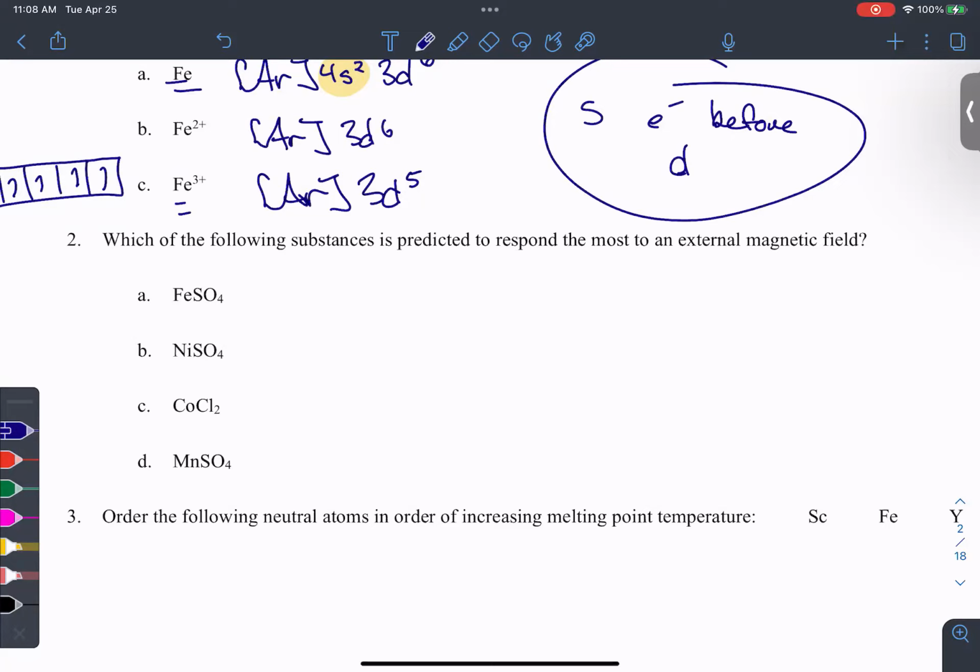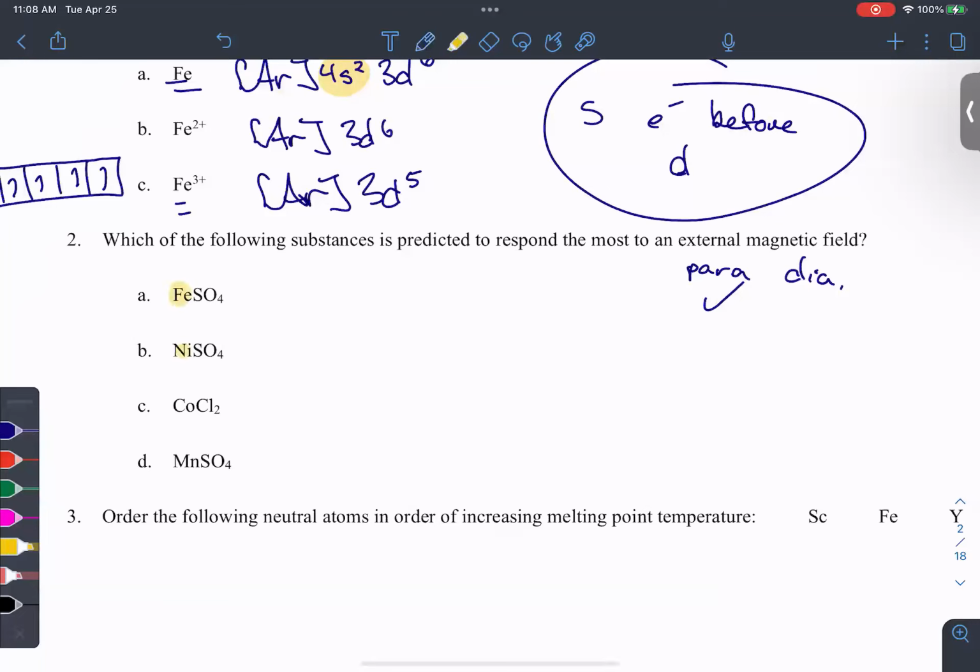Whether it's paramagnetic or diamagnetic. So which one of those will respond to a magnetic field? Para. Yeah, so essentially this question is asking electron configuration again. So really no different than question 1, but the difference here is that I didn't straight up give you the oxidation states of the metal.